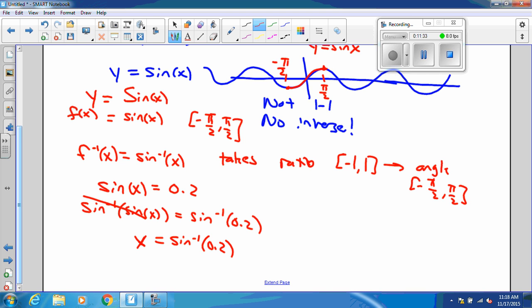Takes a ratio. All of your sines are ratios of opposite over hypotenuse, right? So sine of x takes an angle and gives you the corresponding ratio. The inverse sine flips that around. It takes the ratio and gives you the angle that corresponds. So what value do you get for inverse sine?